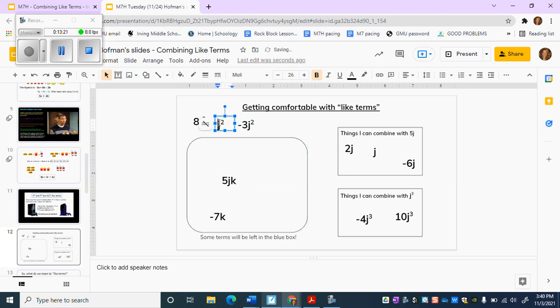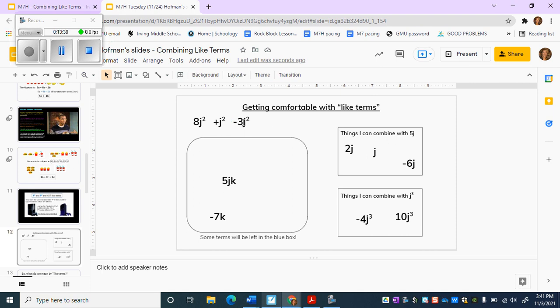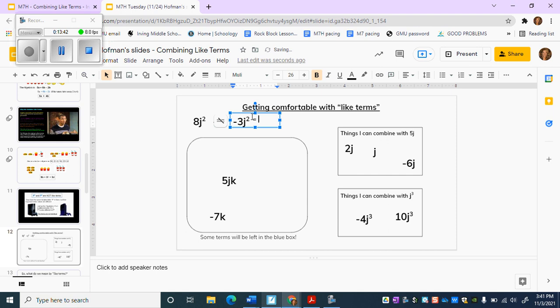You might see the expression 8J squared plus J squared minus 3J squared. And you can simplify that. 8 of them plus 1 of them is 9 of them. And then 9 minus the 3, we'd have 6J squareds. So you would just tell me at the end of all of that that you have 6J squareds.